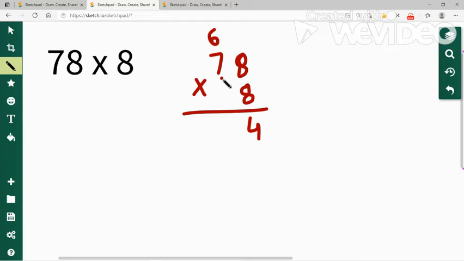We would do this because the third step is to multiply the bottom ones with the top tens. So now I would do 56 plus 6, which is 62. And my answer is 624. Let's try another problem.